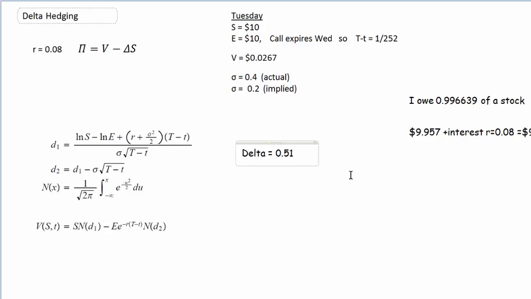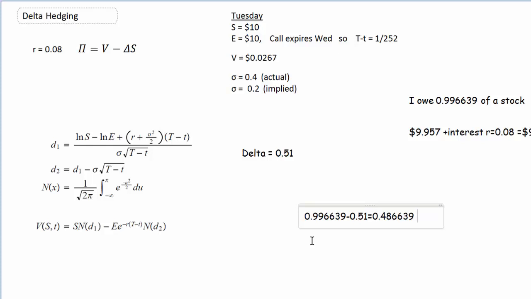So that means yesterday, to have a risk-free portfolio, I was supposed to have shorted almost a share. Now I need to have shorted a little more than a share. So I've shorted too much now. I've got to buy some of that back. Well, how much do I have to buy back? What's the difference between 0.996 and 0.51? That's my debt. Okay, so I need to buy back 0.486 of a share.